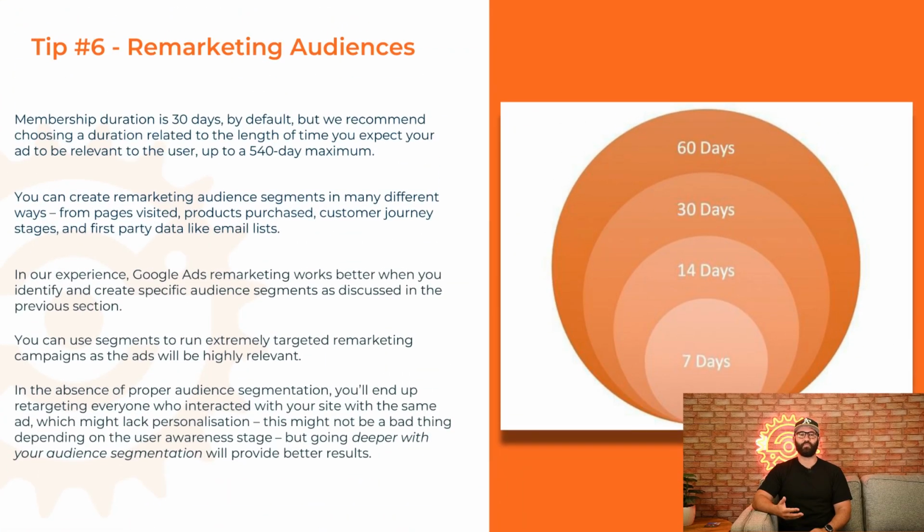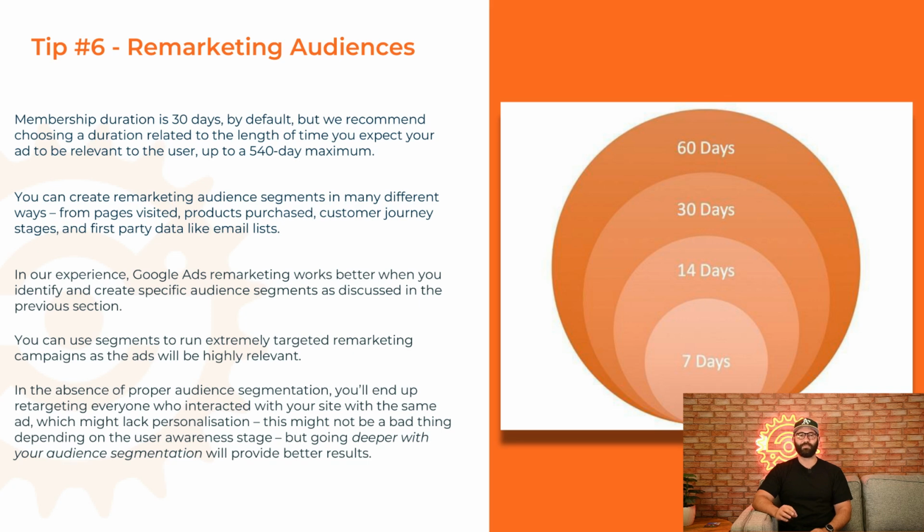Tip number 6, remarketing audiences. Time and time again, we see accounts where the membership duration is set to the default 30 days. We recommend putting a bit more thought into this, as it is important to choose a duration that is closely related to the length of time you expect your ad to be relevant to the user, up to a 540-day maximum. We also recommend creating remarketing audience segments in a few different ways.